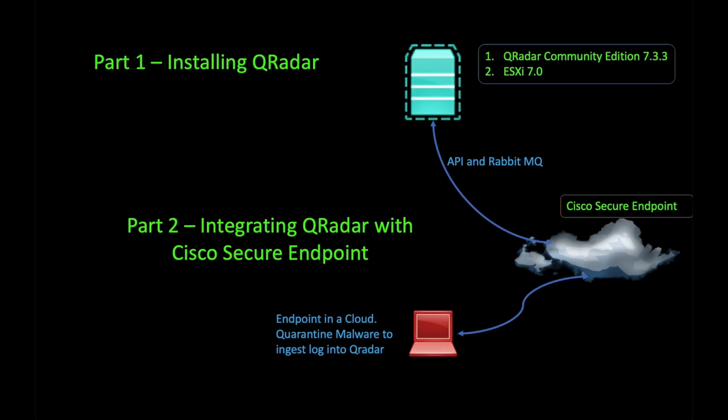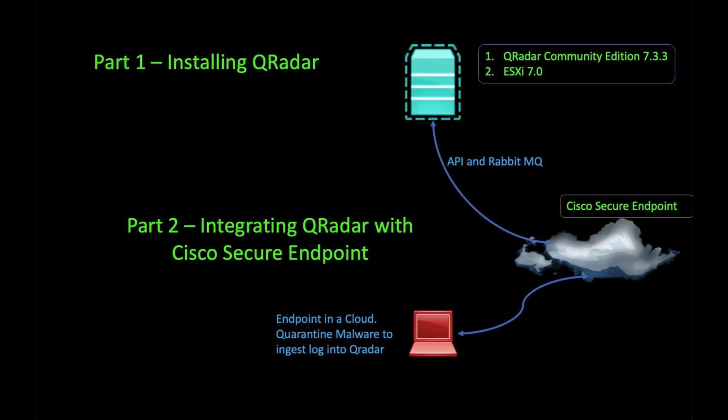This video is split into two parts. Part 1, I'll show you how to download QRadar and how to install it on an ESXi server. For part 2, I'll show you how to configure QRadar and Cisco AMP for Endpoint for the logs to be ingested into QRadar. One of the key differences from a lot of the other logs, like Windows logs through Windows collectors and syslog, is that for Cisco Endpoint, one of the ways to ingest the logs is through RabbitMQ and API.